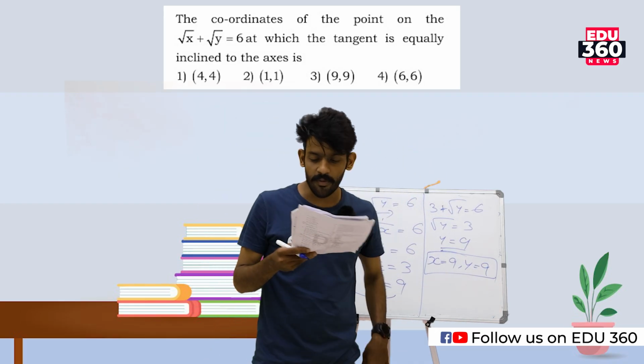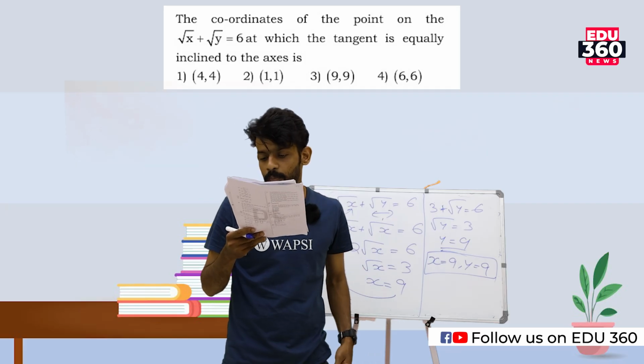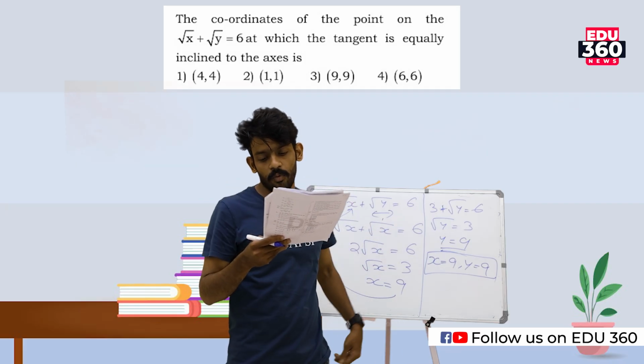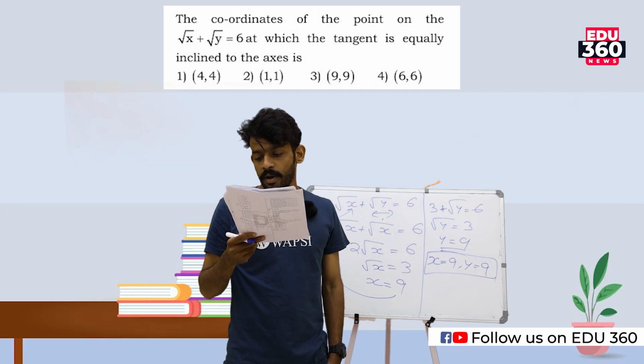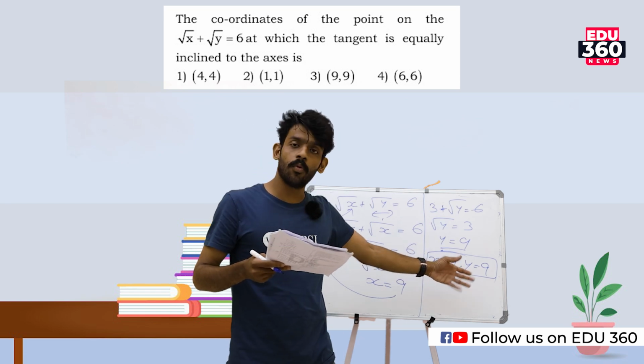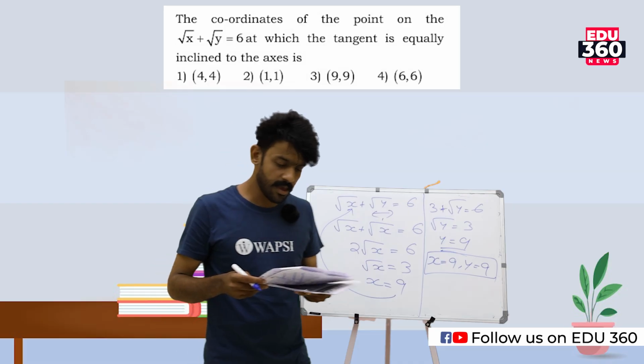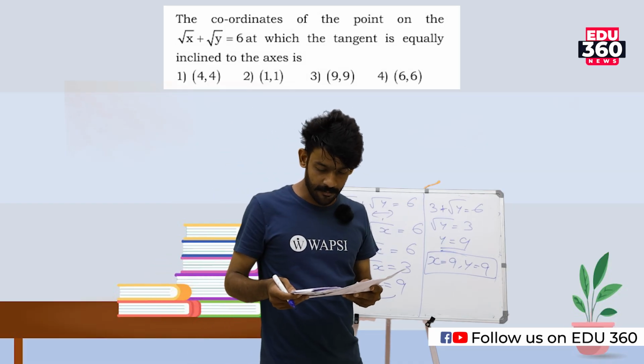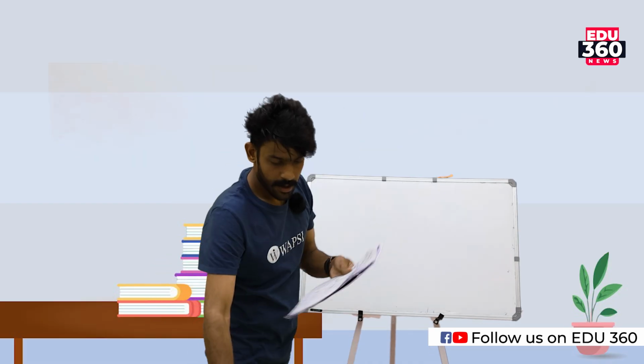Now look at the options. While we are going through the options, the coordinate of the point on root x plus root y equal to 6, the points are 9, 9. The value of x is equal to 9, y is equal to 9. Yes, so this is the answer for this question. Now we can move on to the third question.